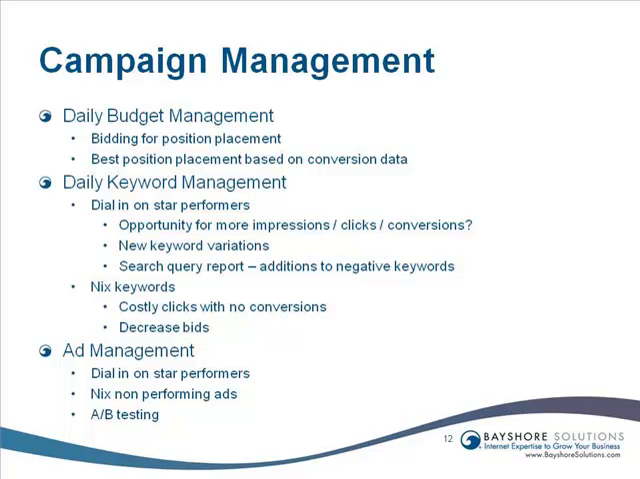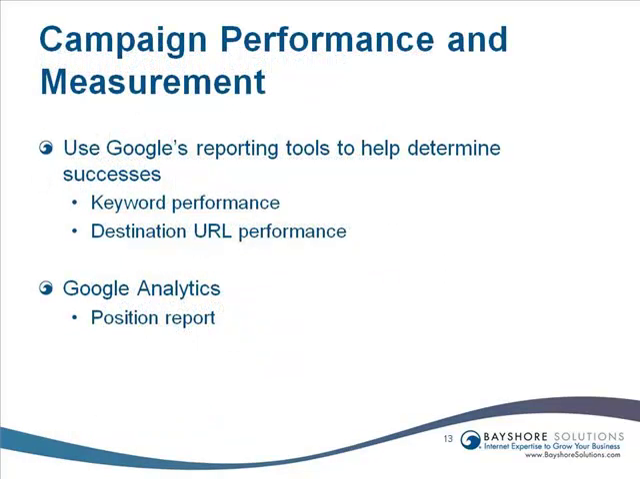Last piece I want to talk about is campaign performance and measurement, and this is sort of a post-mortem idea behind campaign management. You really want to look at the data that's provided by Google AdWords as well as Google Analytics to really help you determine how your campaign's being successful to date. So you want to do this really on an organized basis as well as often as possible. You want to consistently look at your keyword performance, you want to look at your destination URL performance, and you also want to look at position reports within Google Analytics to see how well specific ad positions turn into conversions for you.